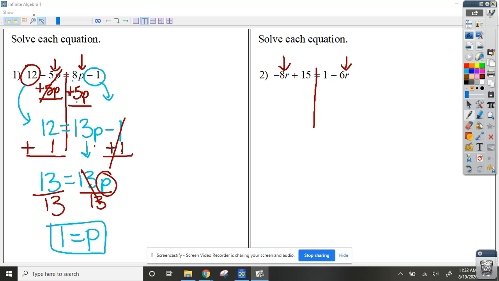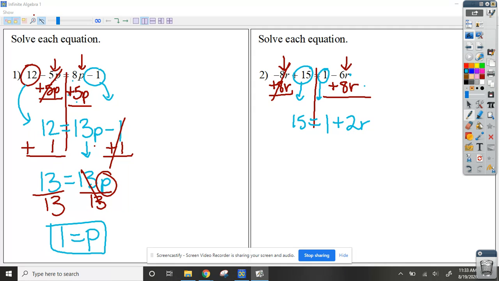So let's draw a balance line. I'm going to cancel negative 8r by adding 8r. But if I add 8r to cancel on the left side, I have to add 8r on the right side. Well, I'm going to do that to its like term of 6r. So let's go through and see what we have now. We're going to bring down the 15 on the left side, our equal sign. I'm going to bring down the 1. And then I have negative 6r plus 8r. Negative 6r plus 8r is going to give me positive 2r. Positive 2r.